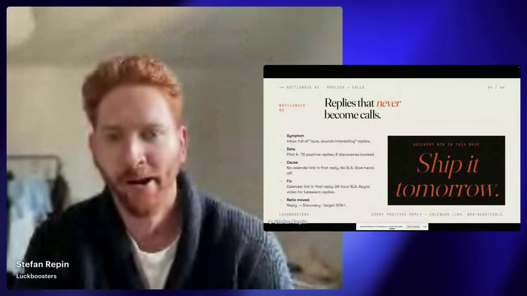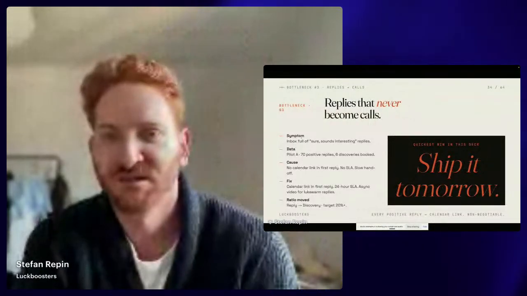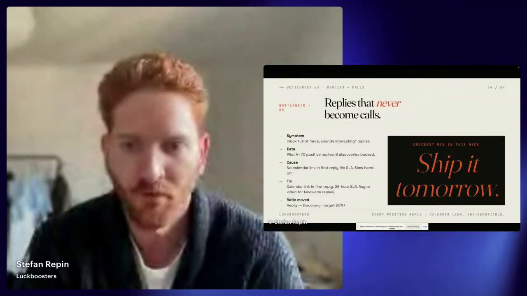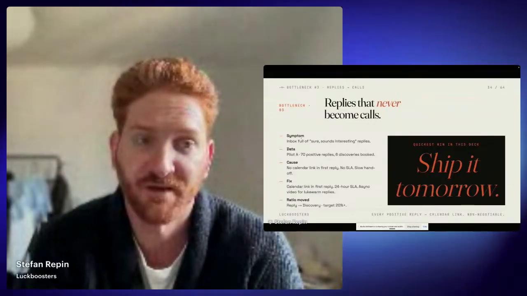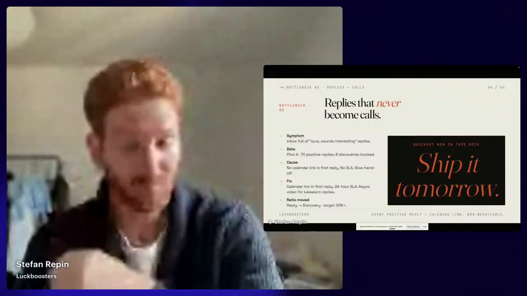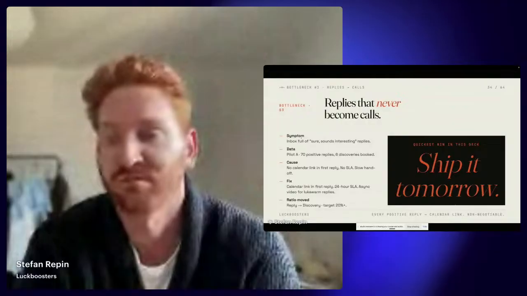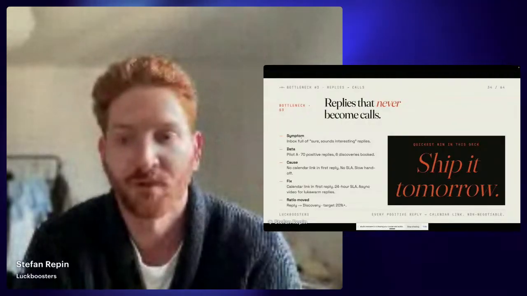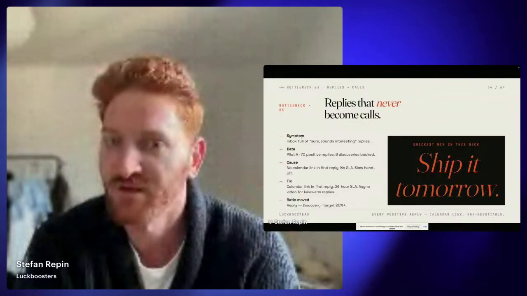Bottleneck number 3. Replies that never become calls. The inbox is full of "sure, sounds interesting" replies, but there is no necessity in your product. So this is exactly pilot A. 70 replies, but there are only 6 discoveries booked. No calendar link in the first reply, so you should put a calendar link in the first reply.